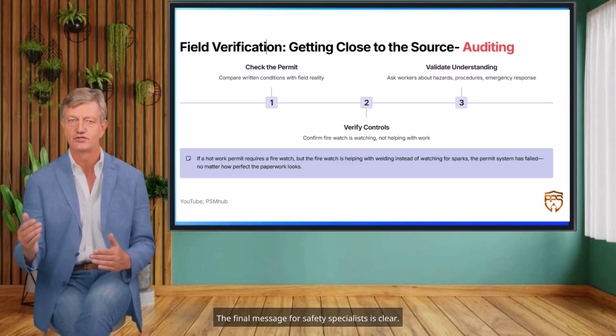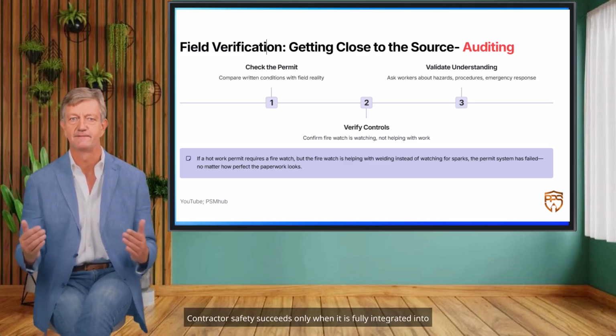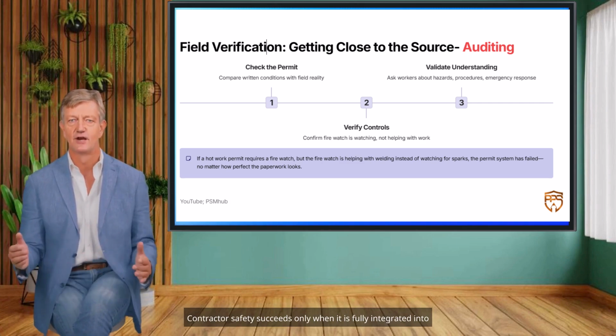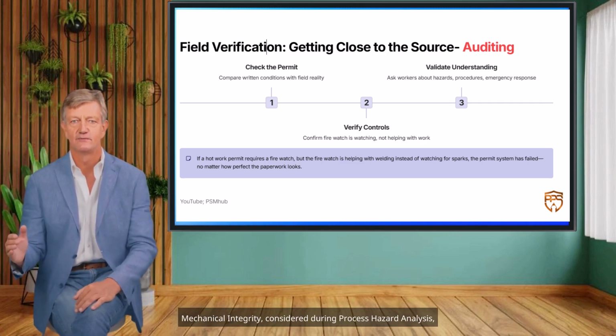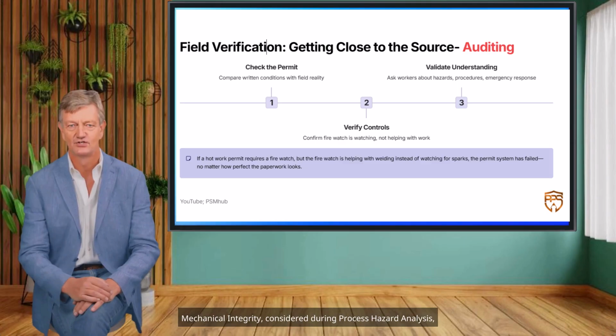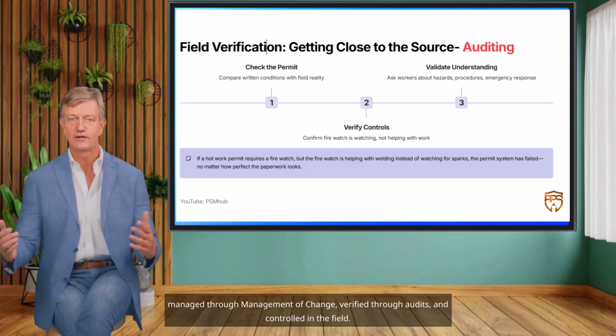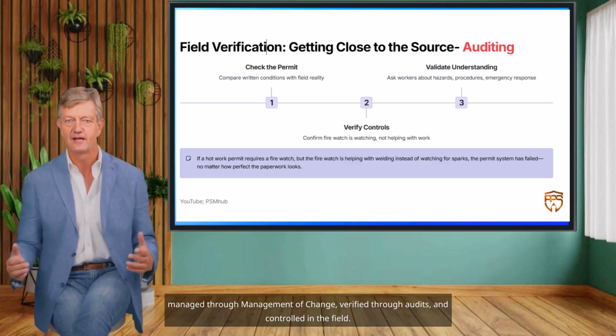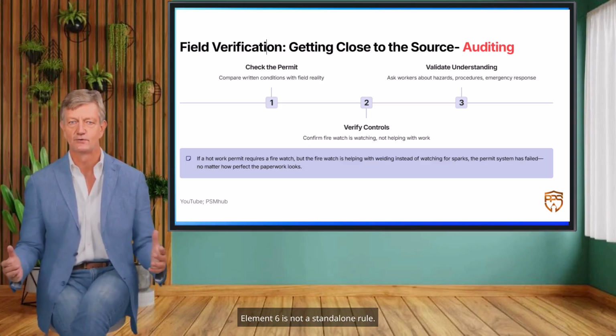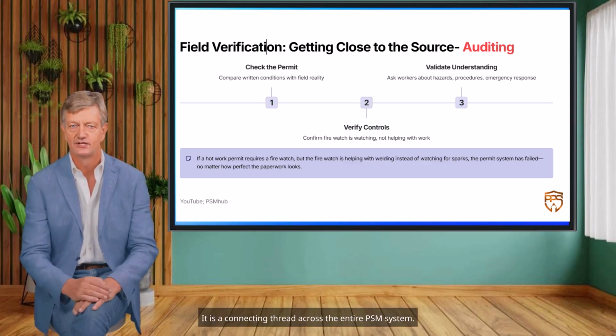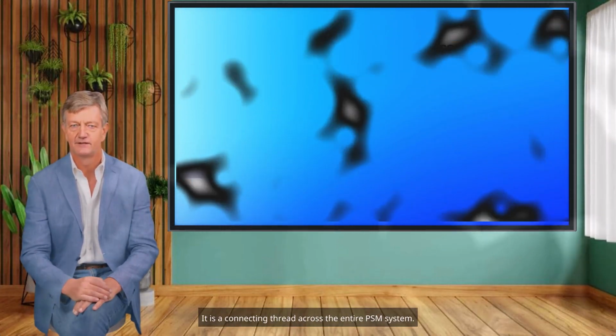The final message for safety specialists is clear. Contractor safety succeeds only when it is fully integrated into mechanical integrity, considered during process hazard analysis, managed through management of change, verified through audits, and controlled in the field. Element 6 is not a standalone rule. It is a connecting thread across the entire PSM system.